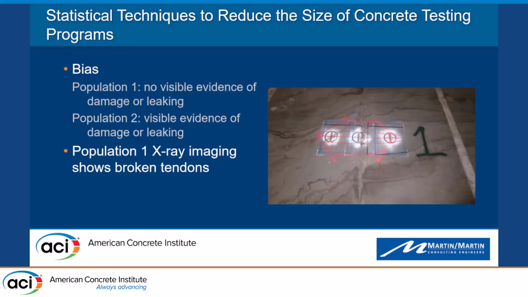And so we just have to be really careful with bias, right? If I identify these two populations, it doesn't mean that I don't need to test population one. I still need to go test population one. I can't just write it off and say, there's no evidence of damage, and so I don't need to test it. If I want to make statistical statements about the whole project, then I have to test both those populations.